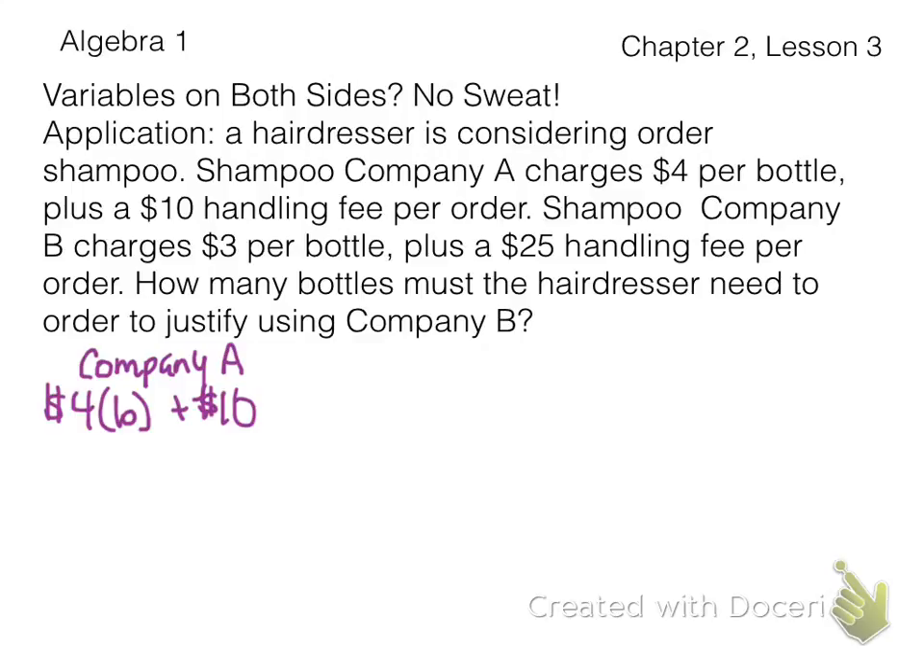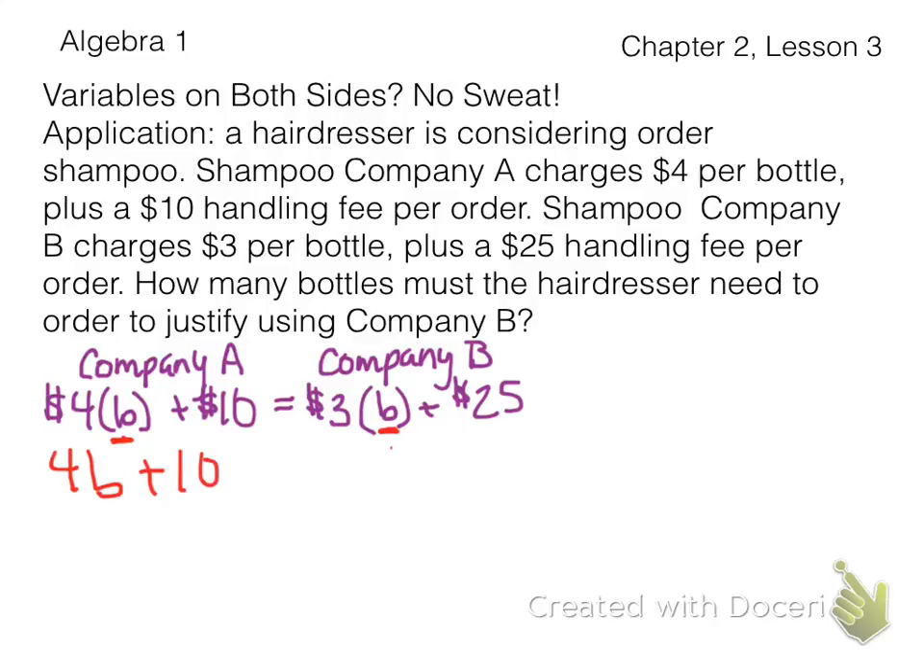So, Company A is, and this is a B, by the way, that's the letter B, $4 times the number of bottles purchased plus $10 handling fee, and we need to figure out when that is the same or equal to Company B, which is $3 per bottle, that's a B, by the way, plus the $25 handling fee. So let's go ahead and solve this problem. So let's see here. So we've got 4 times B, which is 4B plus 10 is equal to 3B plus 25. So again, I need to get all of the B's on one side so that I'm only dealing with bottles.